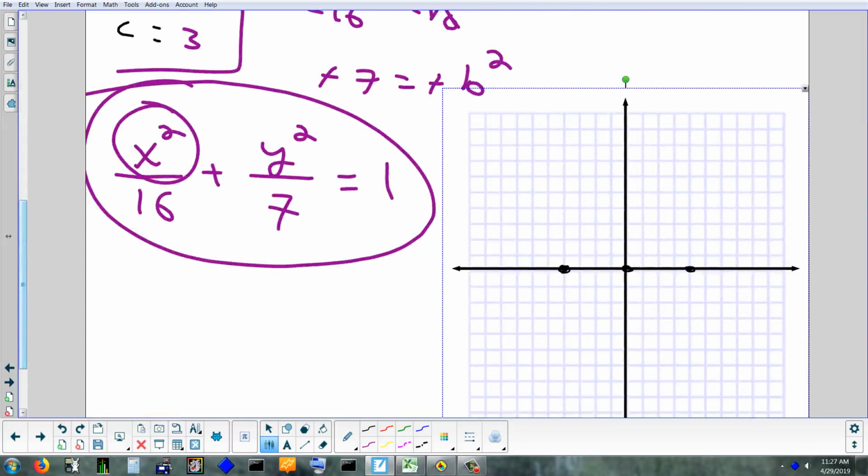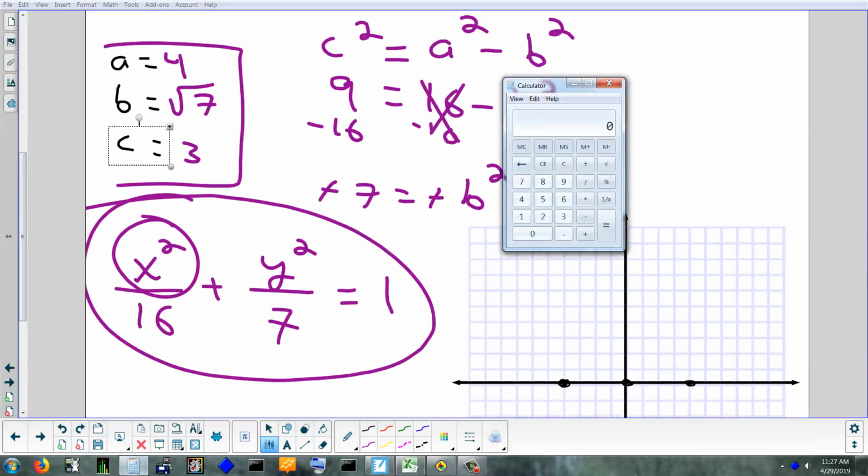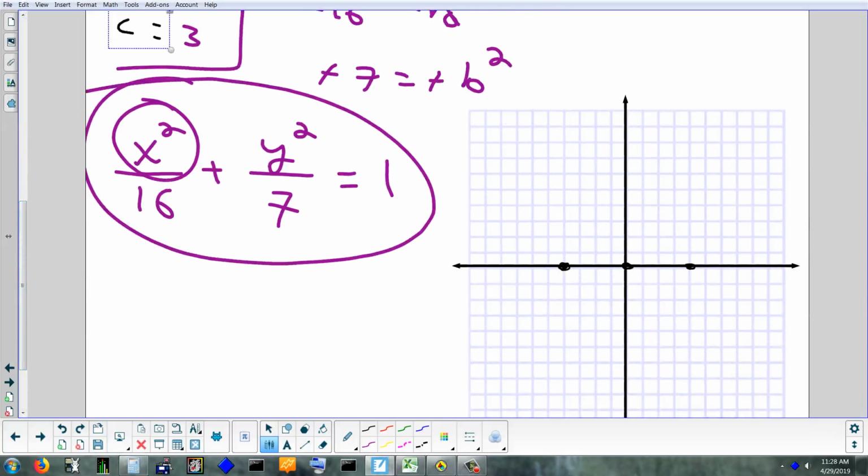What the two vertices tell me is how long my ellipse is going to be. Now I need to know how wide it is. Which one of these numbers, A, B, C, tells me the width, or basically the distance from the center to the minor axis? B. So it's square root of 7. That's not a very nice number. We'll say a little over 2.5. So that means my minor axis, 2.5 units up, 2.5 units down. And there's my ellipse.